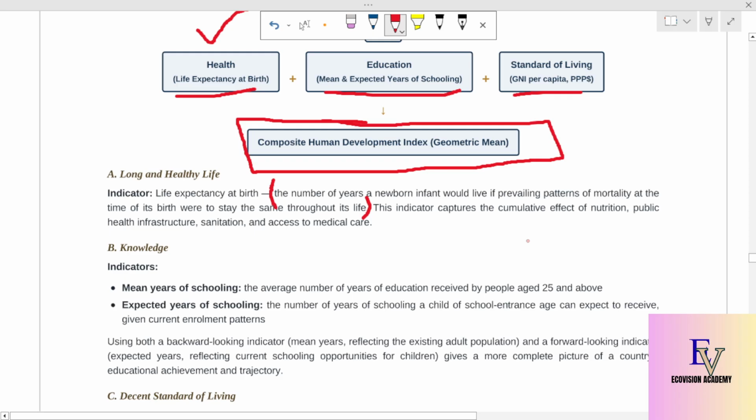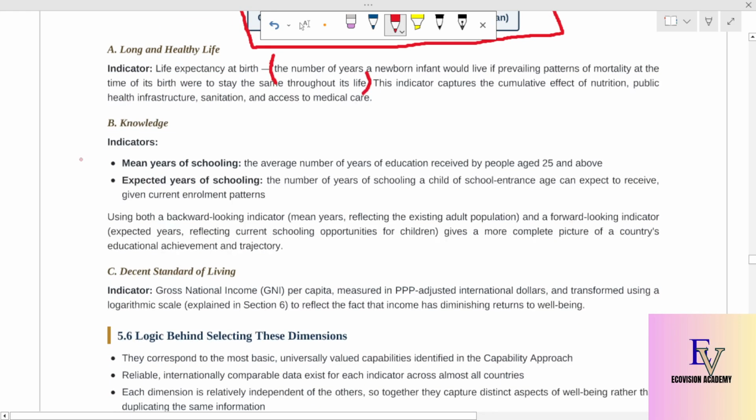Means, suppose a newborn infant who was just born, and after that birth, if some test is done with him or her, and if the patterns are the same, or the mortality patterns are the same, then what is the number of years he or she is going to live? Okay, then knowledge: mean years of schooling means the average number of years of education received by people aged 25 and above. Suppose my age is 25 right now, and what is the average number of years of education I got from school or college or universities, that is to be taken. Okay, and expected years of schooling.